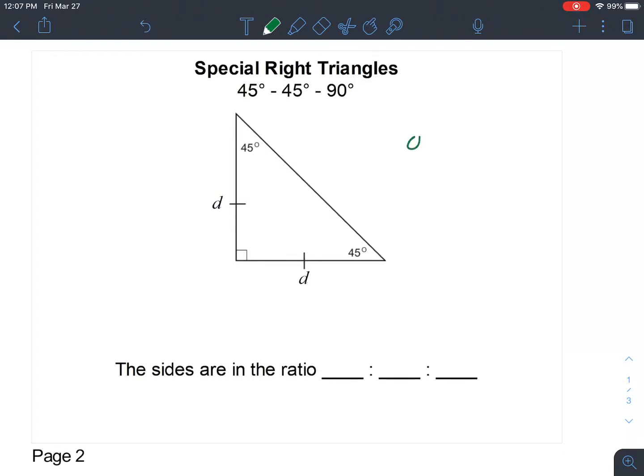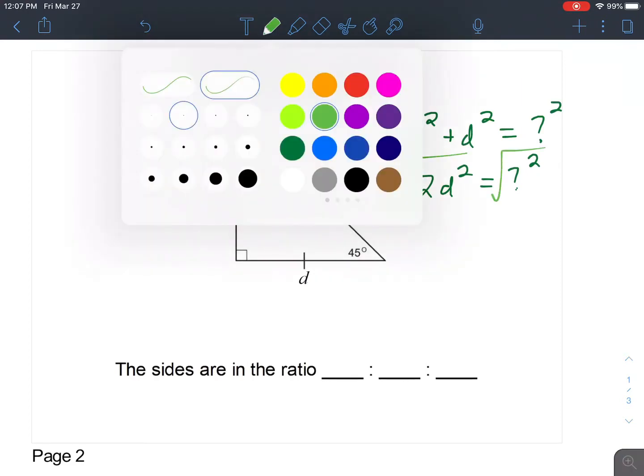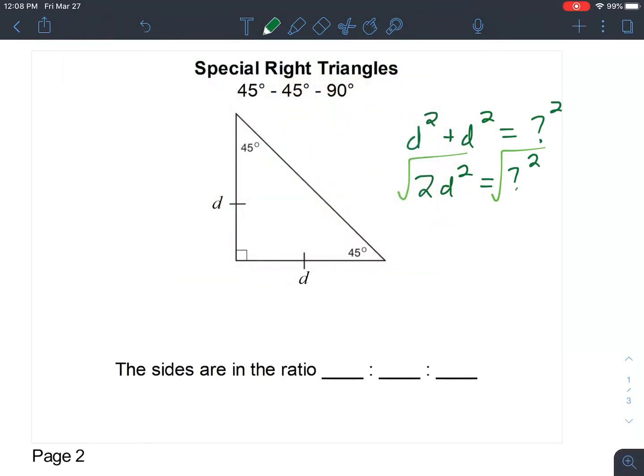So I'm going to use the Pythagorean theorem. We know that's going to be d squared plus d squared equals, and I'm just going to put question mark squared. And we're going to try to find what that hypotenuse is. So we're going to combine these together, and we're going to get 2d squared is equal to the question mark squared. Then we're going to take the square root of both sides. And what we will get over on the left side is square root of 2, and square root of d squared is equal to the question mark.